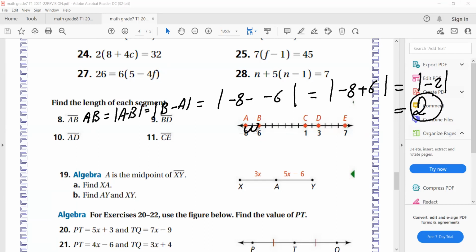After finishing, you must check the answer from the number line. If I ask for AD, then A, 1, 2, 3, 4, 5, 6, 7, 8, 9, 10, 11. AD is 11. Then check your answer: the absolute value of A minus D, or of D minus A. Easy, this part, very easy.